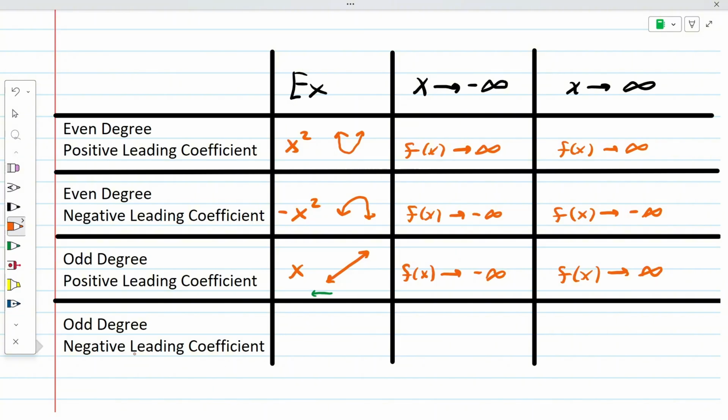Okay, and then finally, a negative leading coefficient on odd degree, we can look at negative x, which just flips it to going like this. So now, when x goes to negative infinity, the function is going to positive infinity, and when x is going to infinity, the function is going to negative infinity.